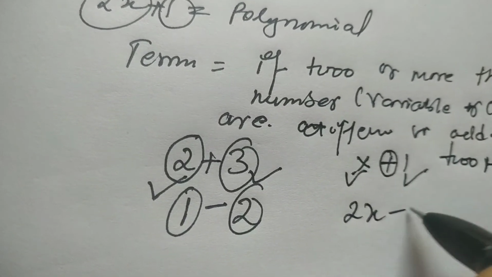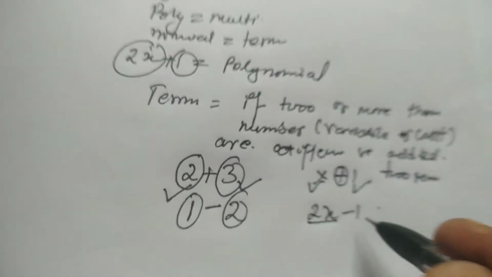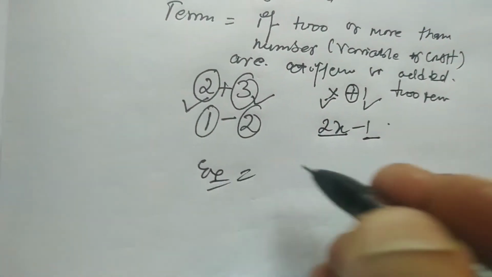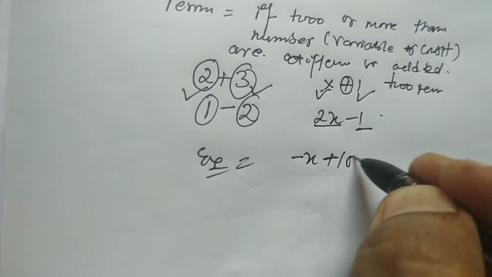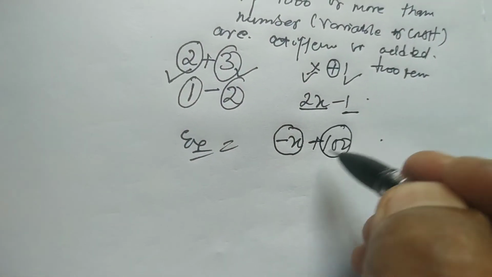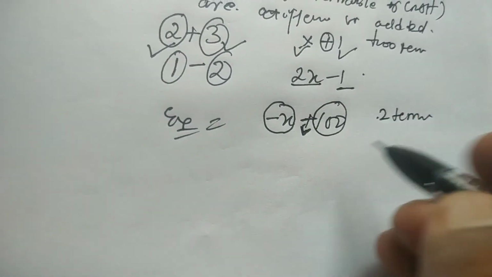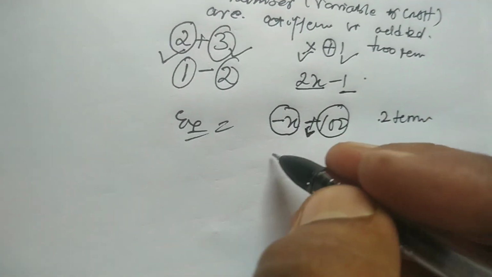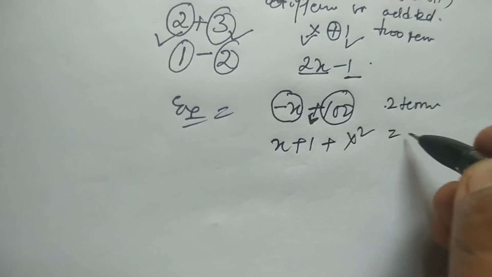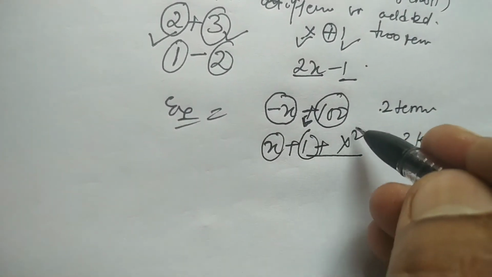If I write 2x minus 1, there are also 2 terms, 2x and 1. If I write the example minus x plus 100, again there are 2 terms, separated by plus. And if I write x plus 1 plus x squared, there are three terms: one term, two terms, and three terms.